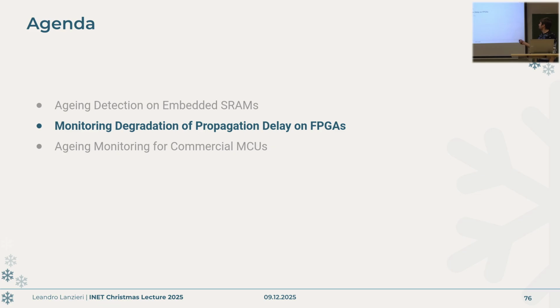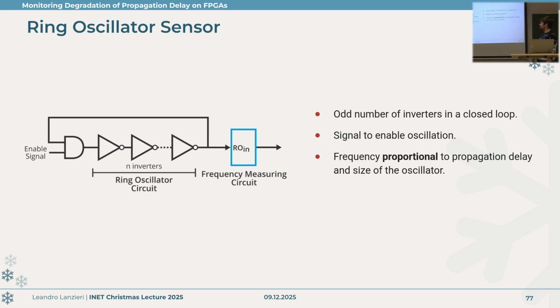So now we move on to FPGAs. That's the other type of device. In this case, we care about the propagation delay. That means how the device actually gets slower over time and the signals propagate slower, possibly causing timing errors.